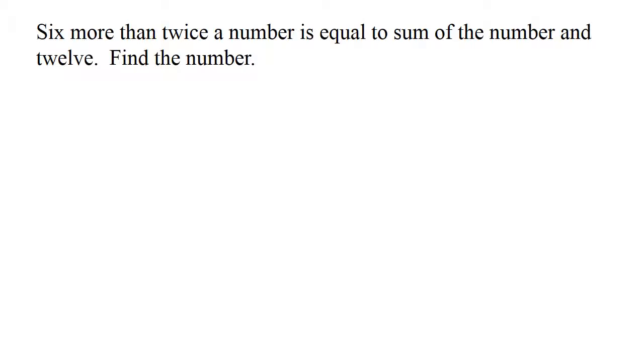6 more than twice a number is equal to the sum of the number and 12. Find the number. So start off, this first example, we'll split it up into steps. So 6 more than twice a number. We just said 6 more than something means you start with that other thing and you add on 6. So 6 more than twice a number is 2 times a number, that would be twice, and then 6 more than that you'd add 6, is equal to, equals.